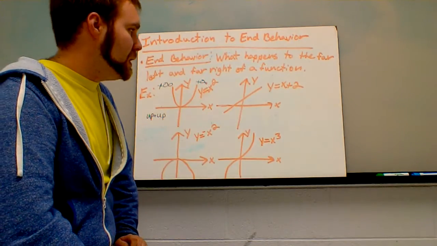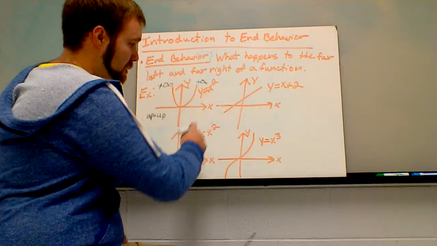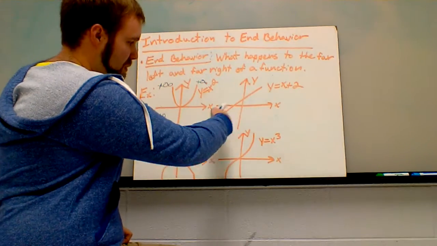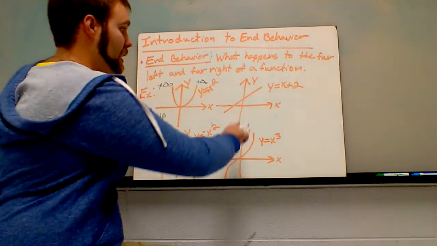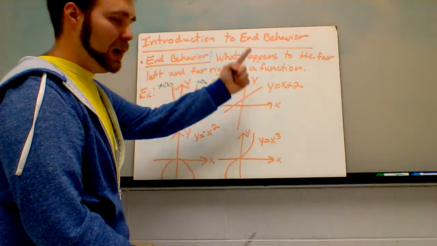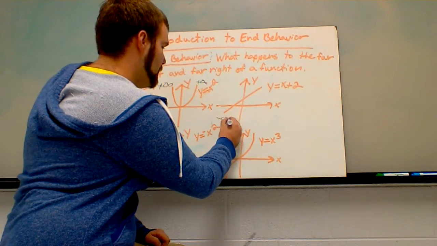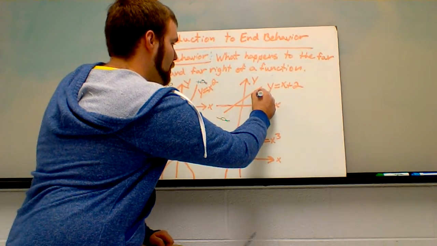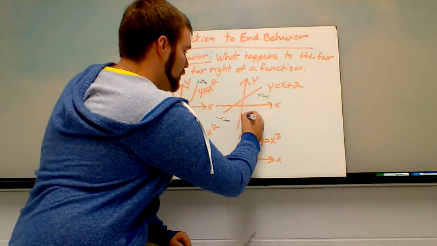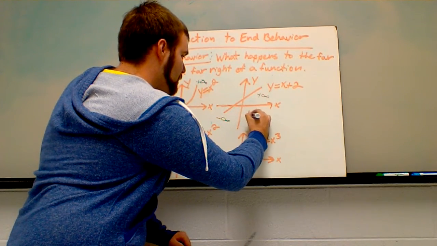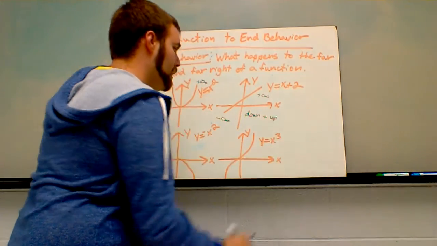Now on this one, we have a linear function. So as our x's get really, really negative, this is going to keep dipping down, being really, really negative. As our x's increase, so does our line, and it keeps going up. So this is a case where this goes to negative infinity. This goes to positive infinity. So our end behavior here is down and up.